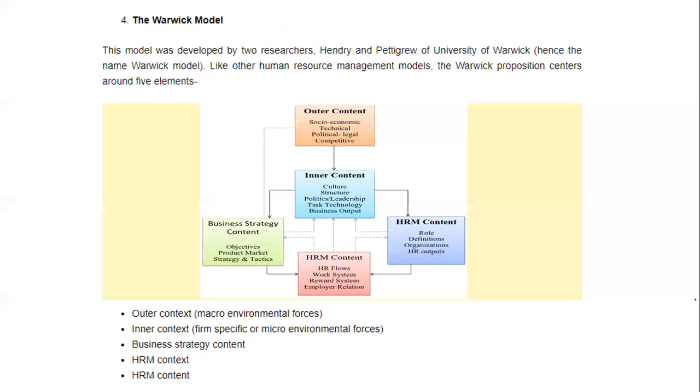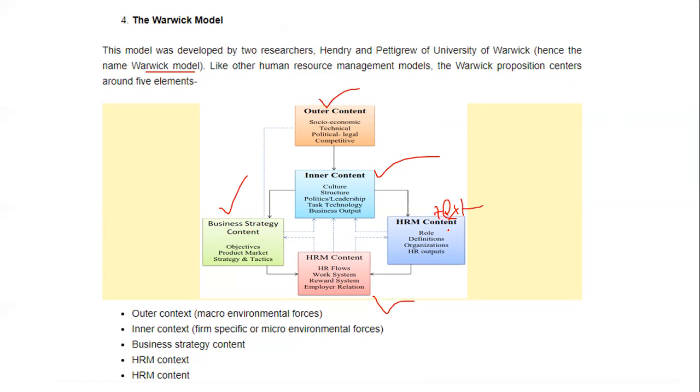Now, the next model we have is the Warwick Model. The Warwick Model was developed by two researchers, Hendry and Pettigrew of the University of Warwick, hence the name Warwick Model. Like any other human resources model, the Warwick proposition centers on five elements. What are they? The outer context, the inner context, the business strategy, the HRM context, and the HRM content. Here, just make a change: that is HRM context.